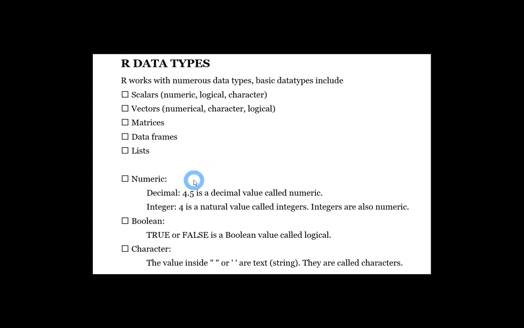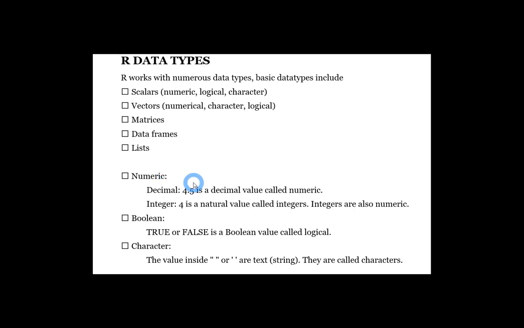Now there is one more thing. If you want to know the data type of any variable at any point in your R program, you can use the function class. For example, we have a variable x. I will write class and x inside it. This line will tell me what is the data type of my variable x.